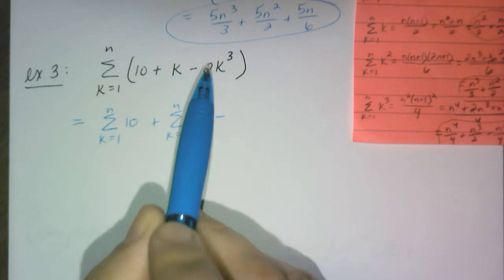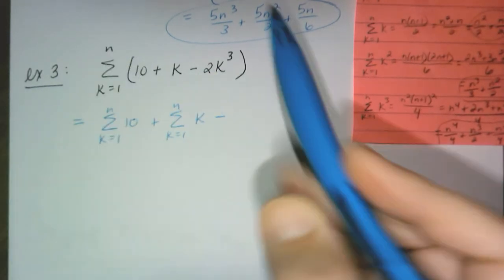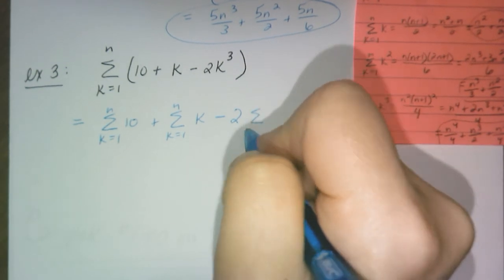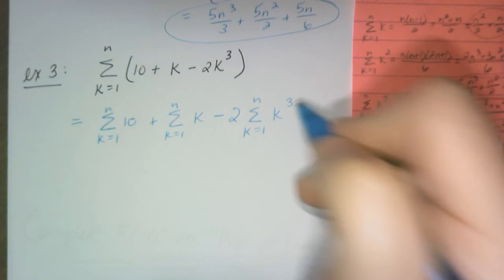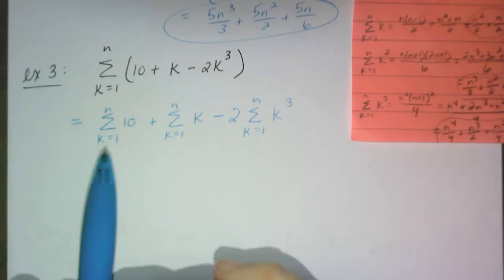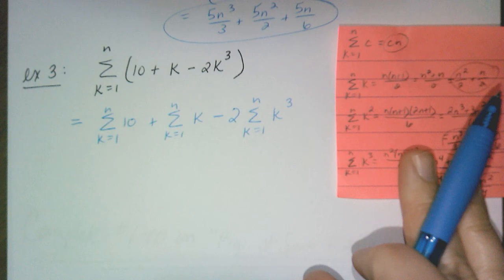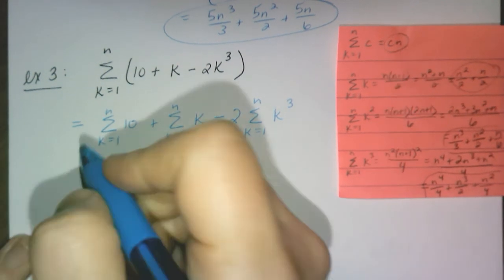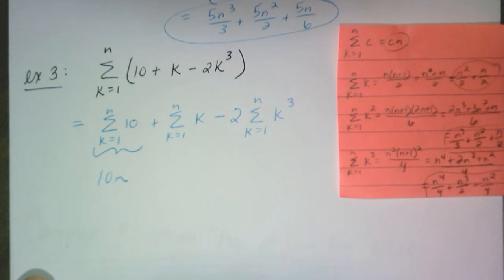I'm going to kind of jump the gun. That 2 is kind of just like what we did above. I'm going to pull that 2 out. 2 times the sum k equals 1 to n of k cubed. And then I'm going to do each one of my properties based off of my little sticky note. So the sum of a constant is 10n. 10n. The constant times n.